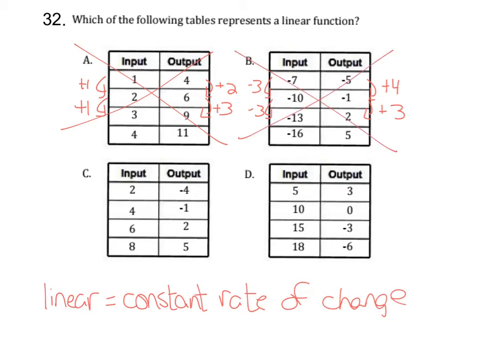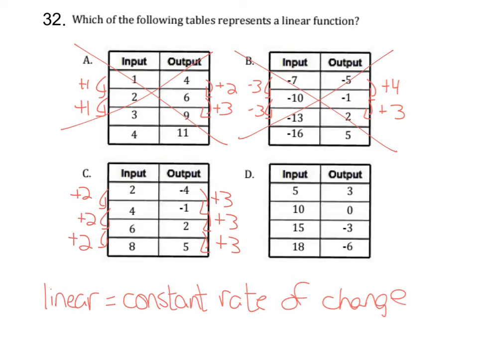Let's look at C. How do we get from -4 to -1? Is that up 3, 2 to 4, up 2. -1 to 2, up 3, 4 to 6, up 2. This is promising. 2 to 5 is +3, 6 to 8 is +2. So this one appears to have a constant rate of change.